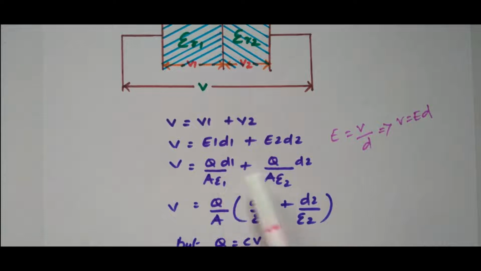Now this E can be replaced as Q divided by A epsilon. The general formula for electric field intensity is Q divided by A epsilon 1. Due to E1, it is Q divided by A epsilon 1 into D1. This E2 is replaced as Q divided by A epsilon 2 into D2. Right? So the Q by A is commonly available in both the terms, so that is taken outside. So what we have is D1 divided by epsilon 1 plus D2 divided by epsilon 2, right? Q by A is taken outside.